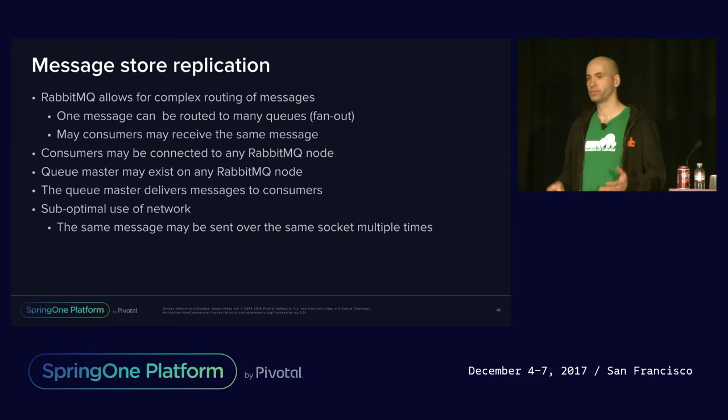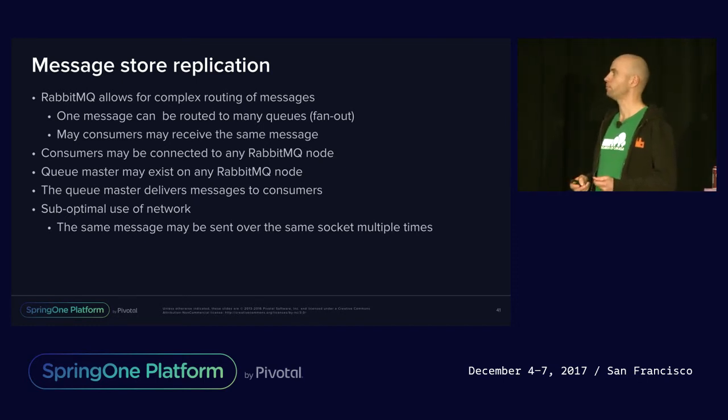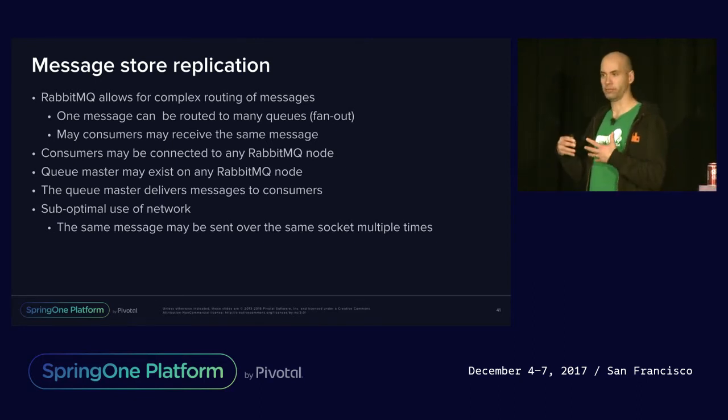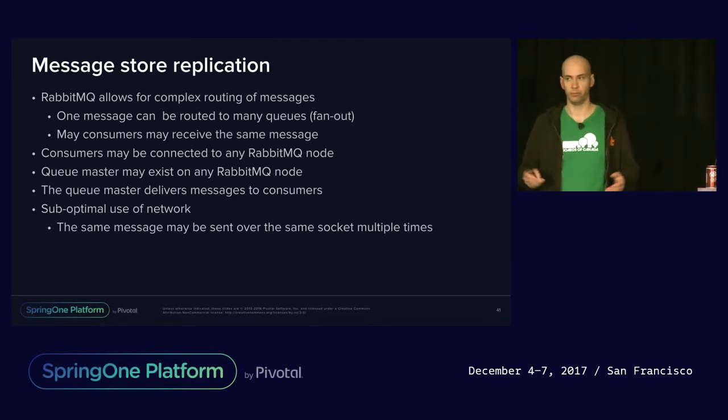So when you start iterating on and designing these things, you get new ideas. Maybe replication at the queue level isn't always ideal. Maybe we should do it at a lower level, at the message store level. So what benefit could we gain from that?